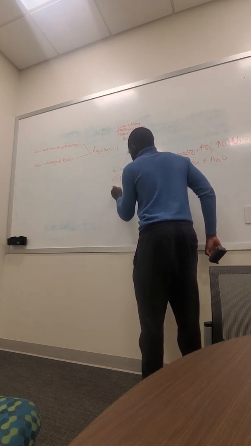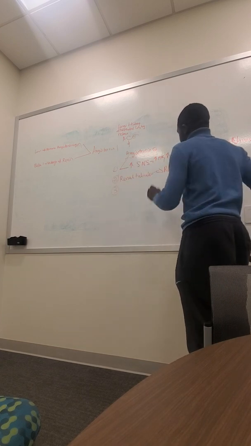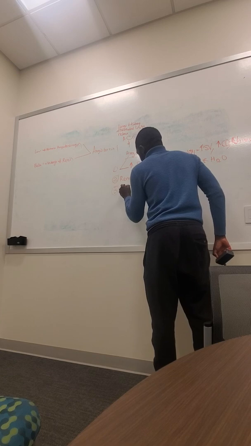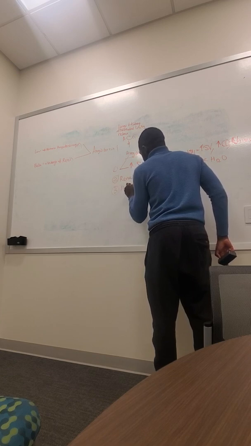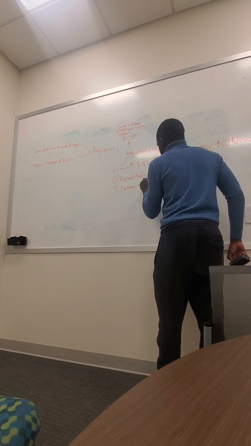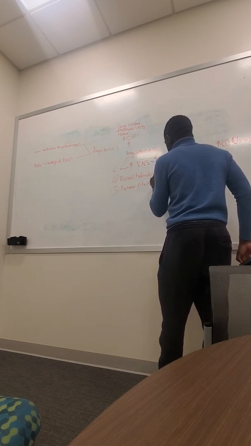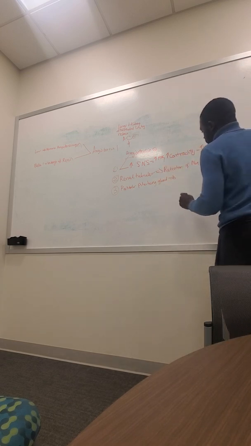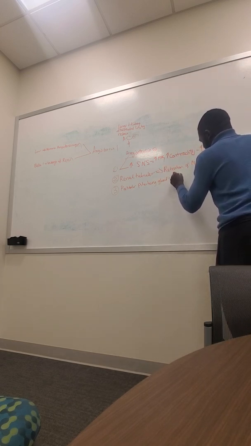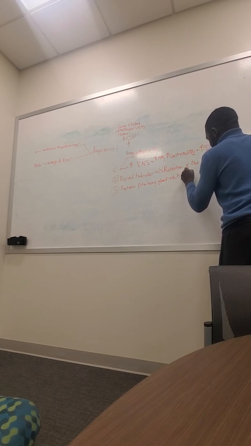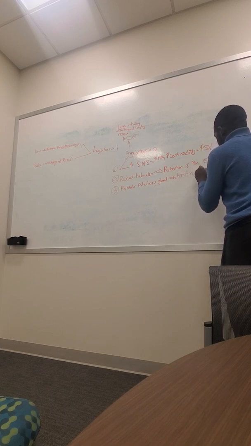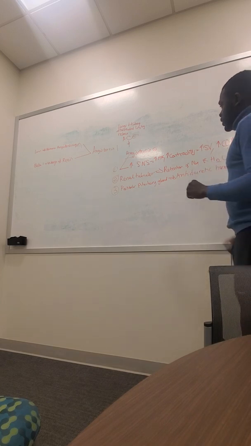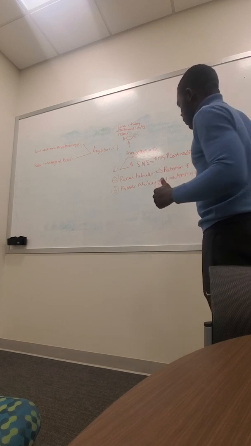Number 3, angiotensin 2 goes into the posterior pituitary gland, and causes what? It causes the release of antidiuretic hormone, or ADH, again, which is going to hold on to more water.